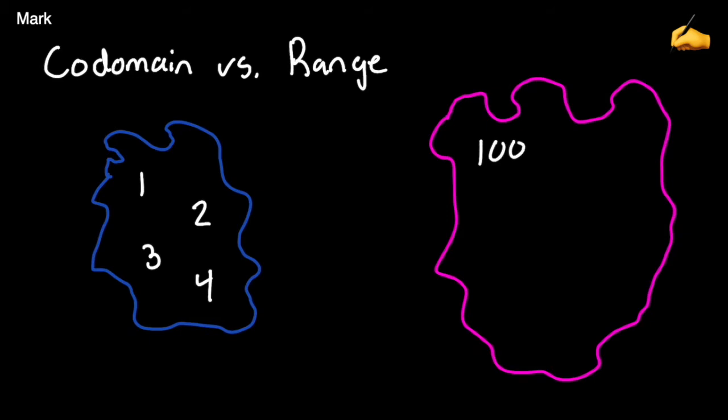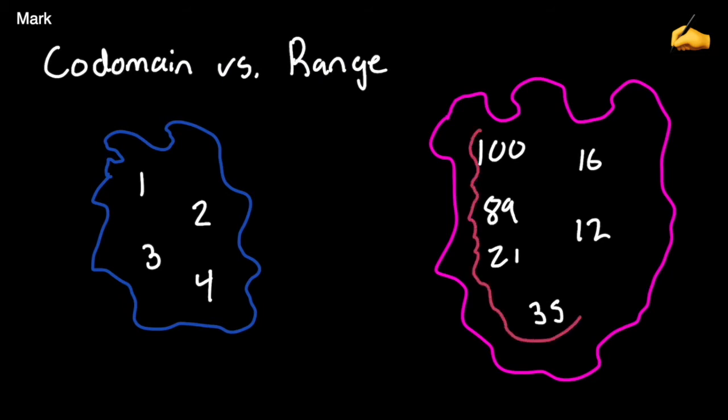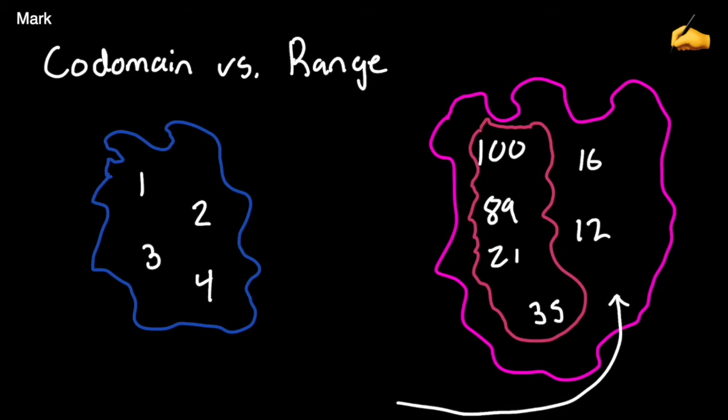Now the codomain is every single grade these students could get. Since it is a test from 0 to 100, these students can get an image or a y value between 0 and 100. Those are all of the possible y values. However, these four students got the grades 100, 89, 21, and 35. So only 100, 89, 21, and 35 are the range. However, 0 to 100, all of those different numbers, that is the codomain.